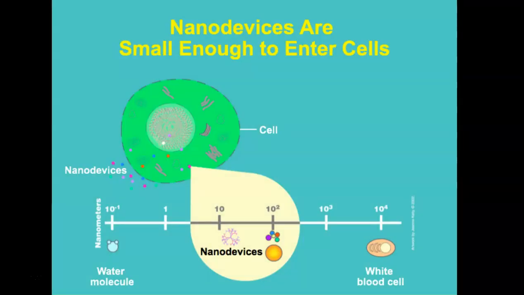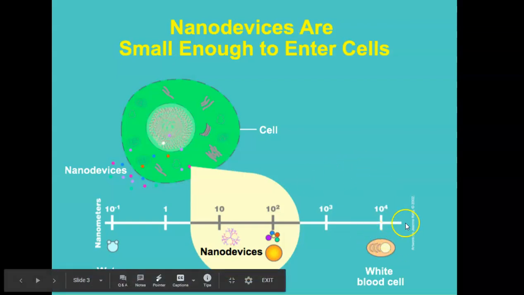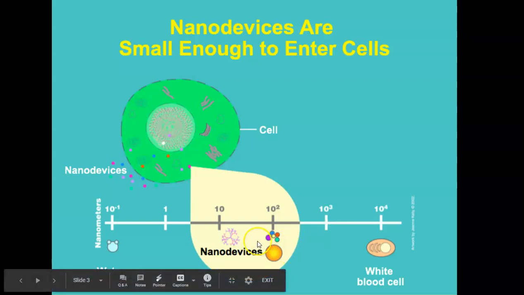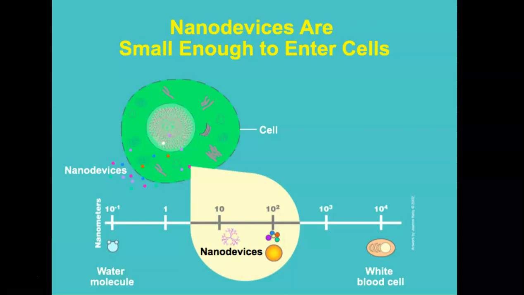And when we talk about the size, a white blood cell is about 10 to the 4th nanometers in size. So thinking about how large that is, you can fit a lot of small nano devices if they're on the order of 10 to 100 nanometers in size into one particular cell. So the idea is we make these things small enough so that they can go inside cells and maybe target specific elements within the cell and have an impact.